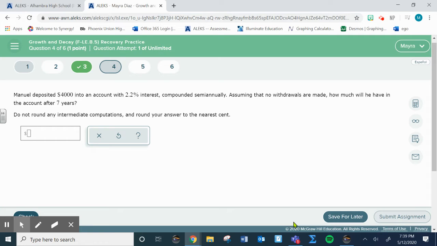Okay, Michaela, this is number 4. It's a little bit different. The formula is a little bit different, but it's just finding the numbers and then plugging them into the formula. And so for this one, we're actually going to need 4 different things.